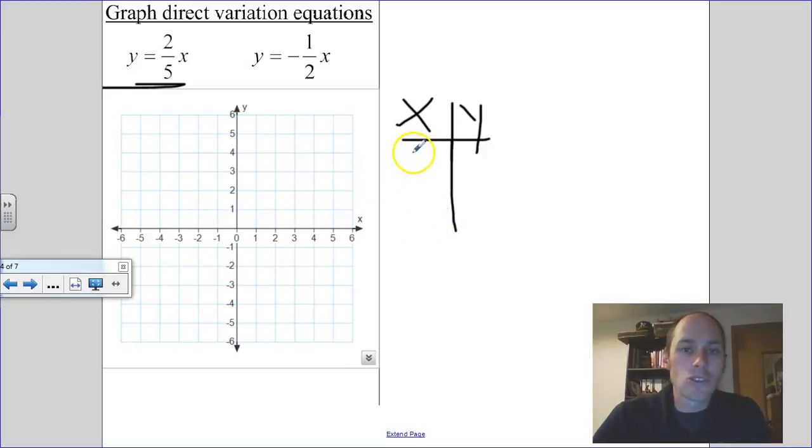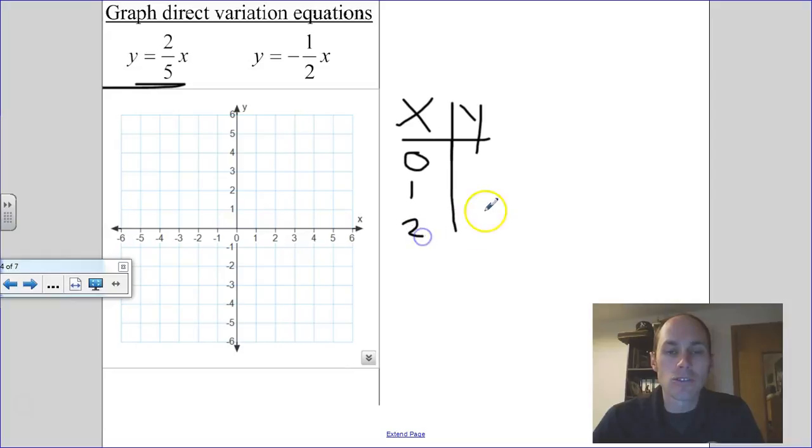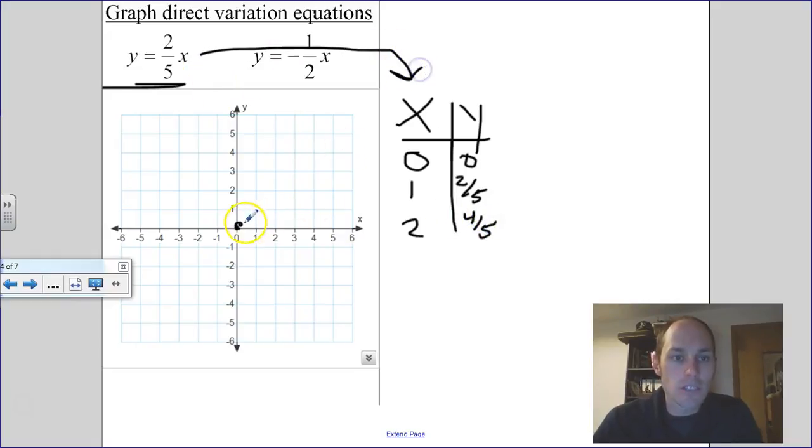So we could choose some points and evaluate those points. Let's choose 3 points. 0 times 2/5 is 0, so (0, 0). 2/5 times 1 is 2/5. 2/5 times 2 is 4/5. So for this equation, (1, 2/5) and (2, 4/5), and I could draw my line through those points.